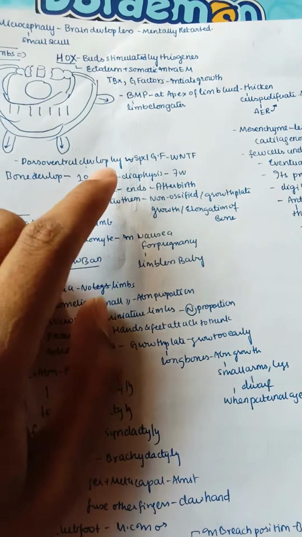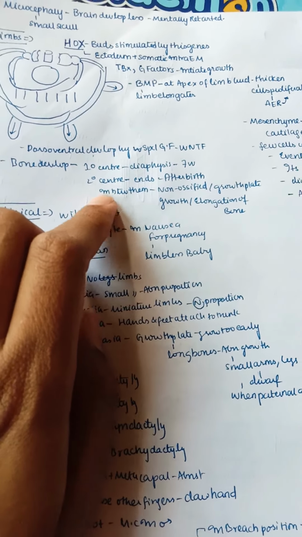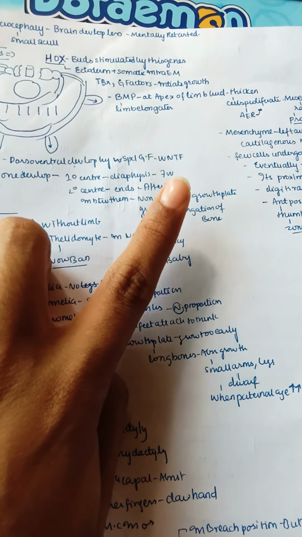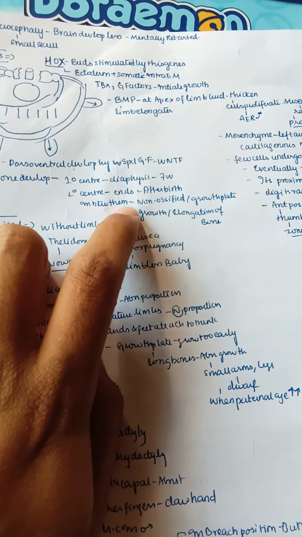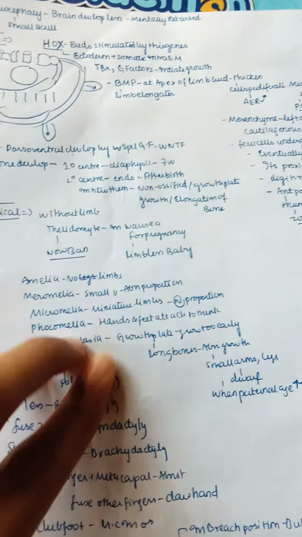Dorsoventral development is by special growth factors called WNT, and in the bone the primary center develops in the diaphysis at 7 weeks, and the secondary center at the ends after birth, that is in the epiphysis. In between them, the non-ossified part is the growth plate, responsible for elongation of the bone, that is the epiphyseal plate.